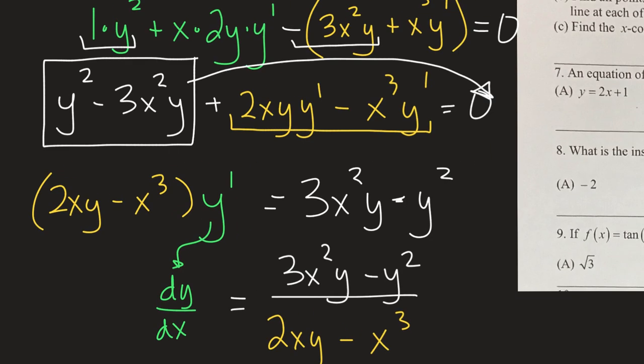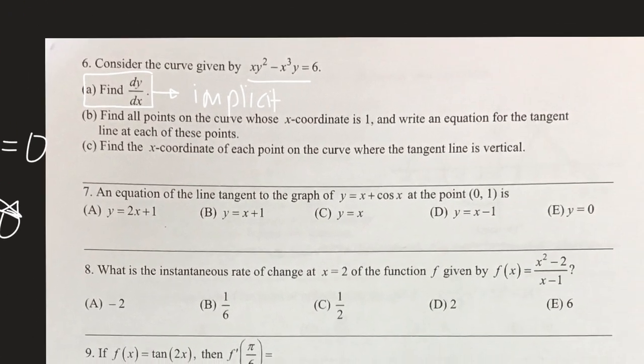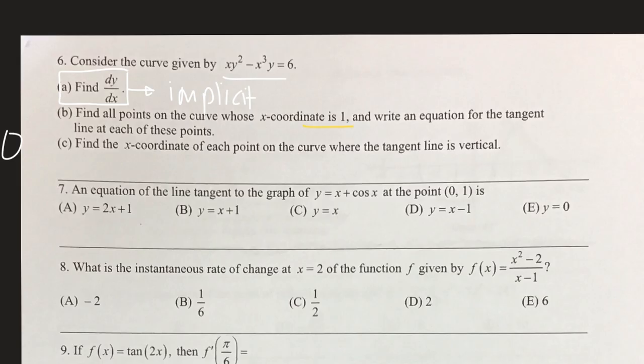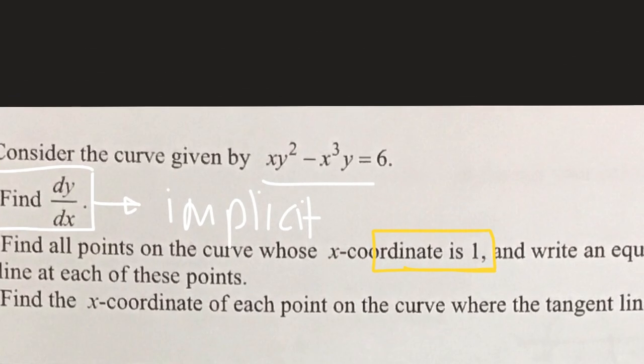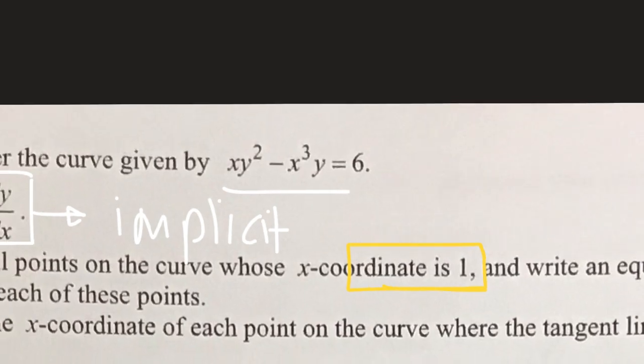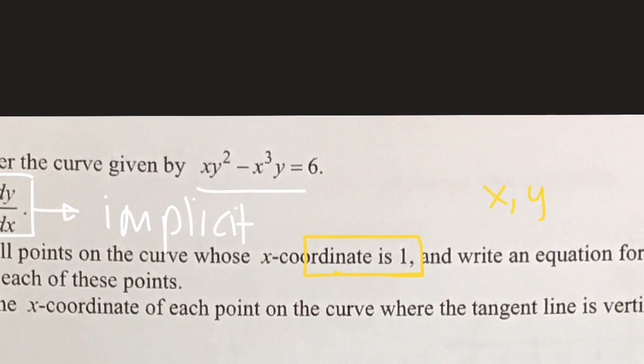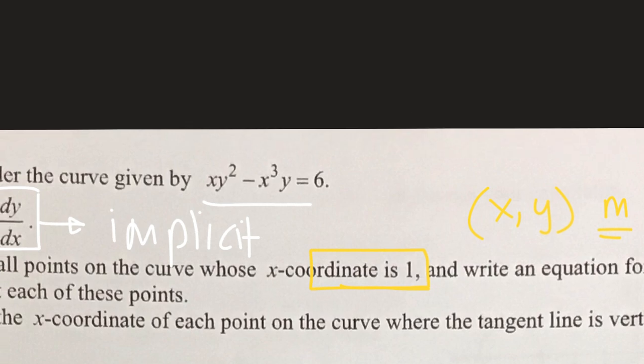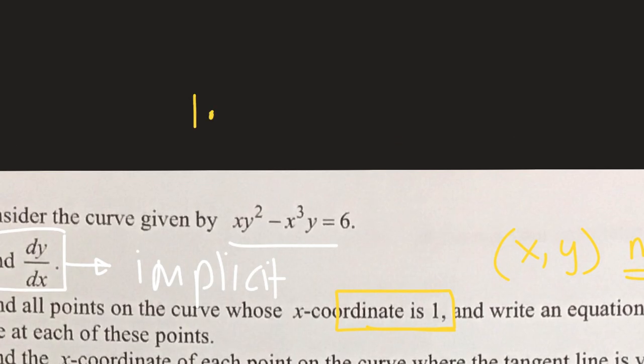Okay, let's go back and see what part B says. Find all the points on the curve whose x coordinate is 1. And then write the tangent line at each of these points. Okay, so when x is 1, we're going to use our original equation, right? Because a tangent line needs an x value, it needs a y value, and it needs a slope. And the slope comes from your derivative, but the x and the y come from your original function.